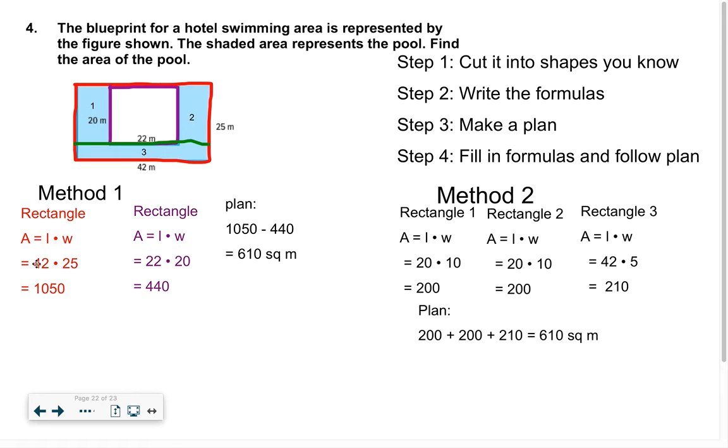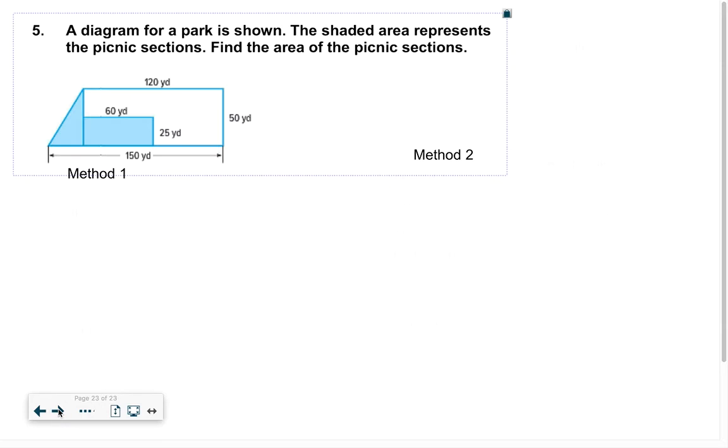Over here, I found something that was shaded and something that wasn't, so that's why I subtracted. Over here, I only found things that were shaded, so I added them together. Now, number 5, no one was able to check their number 5, so we're going to quickly go over this. There were 2 methods for this one as well.